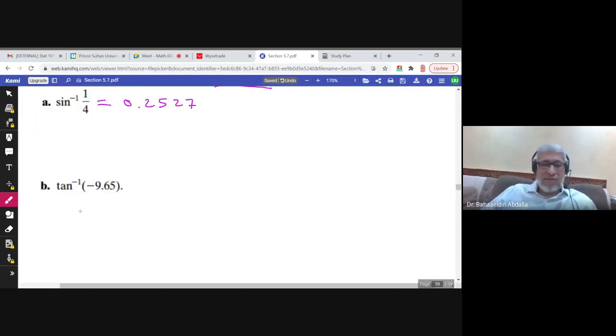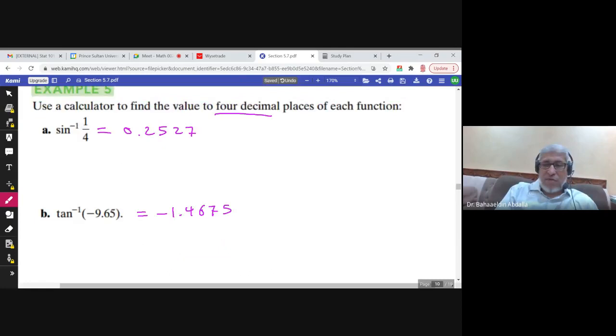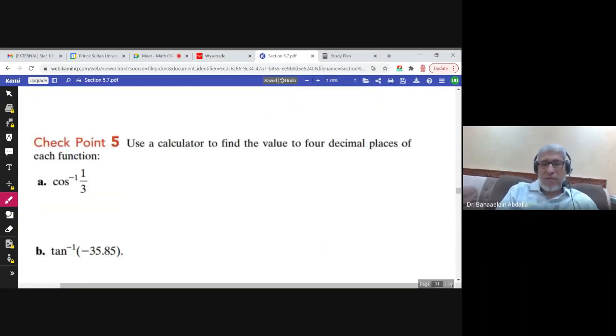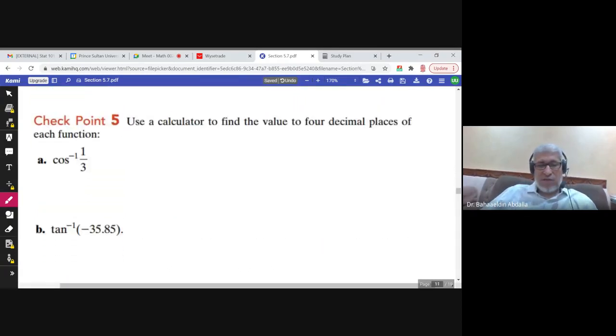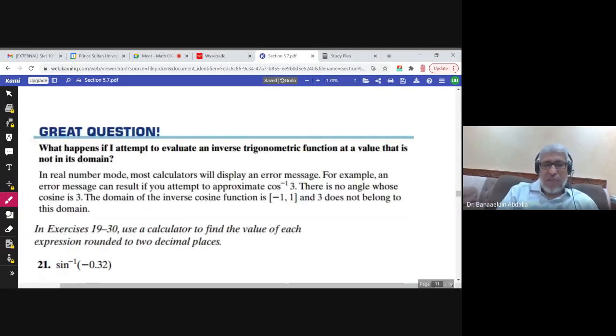What about tan inverse? The same, just use tan inverse and write negative 9.65. So the answer would be negative 1.4675, and after 5 I have 3, so that's the answer to 4 decimal places. Please use the calculator to find cosine inverse of 1 over 3 and tan inverse of negative 35.85.